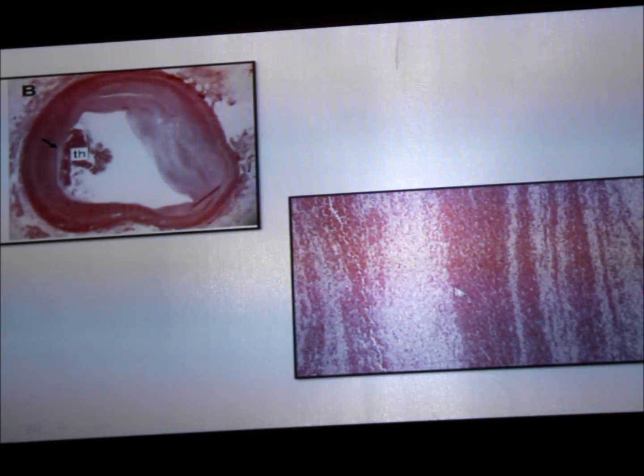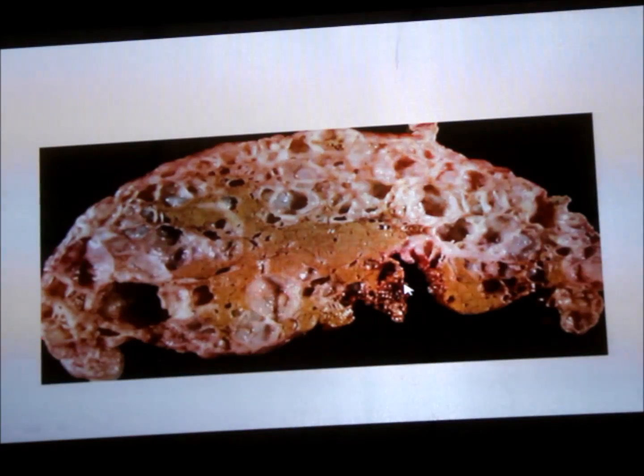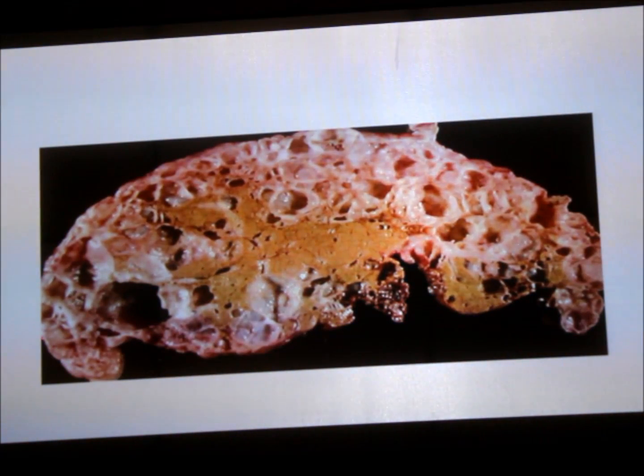These are lines of Zahn, alternate pink and pale lines. Lines of Zahn because of RBCs and platelets. What is this? No, sorry. This I have not shown you till now.